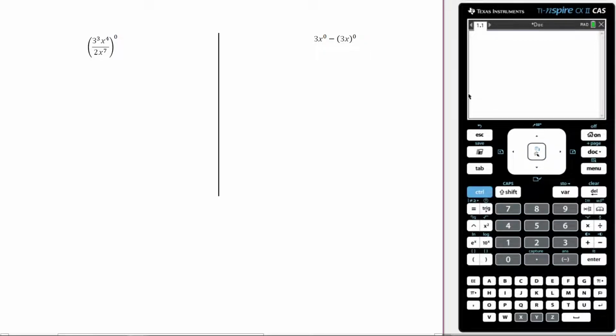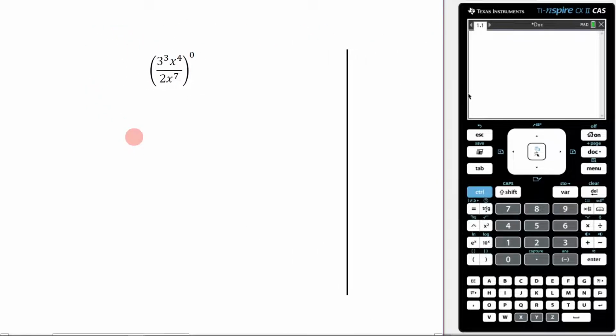And here we go through some more questions here. Now, as you can see, for these ones, we've got powers of zero. So what do we do in these cases where we've got powers of zero? Well, let's zoom in and look at this one right here.